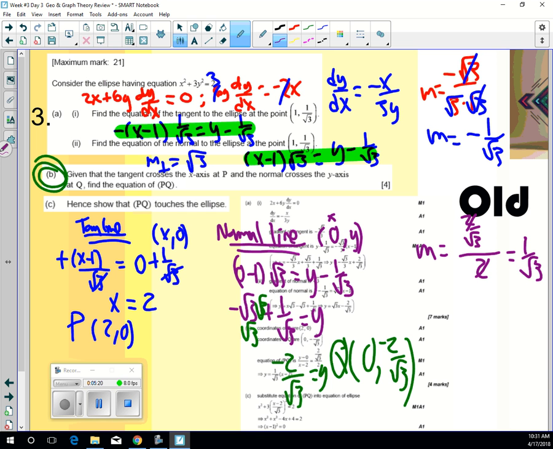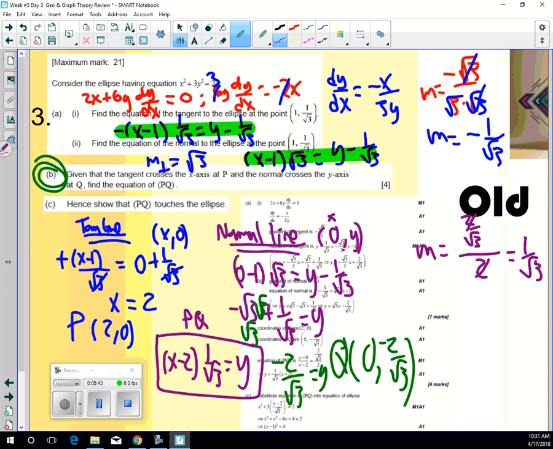Okay, and then do we have a point? Absolutely, we've got a bunch of them. Here's an easy one, 2, 0. So we're going to have x minus 2 times 1 over the square root of 3 is equal to y minus 0. So there's the equation for PQ.